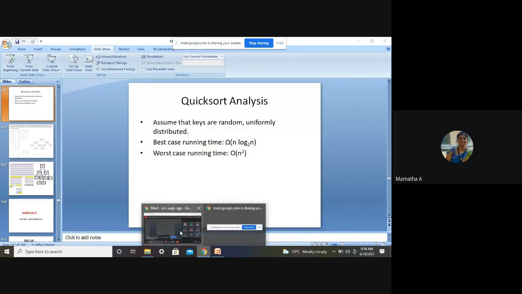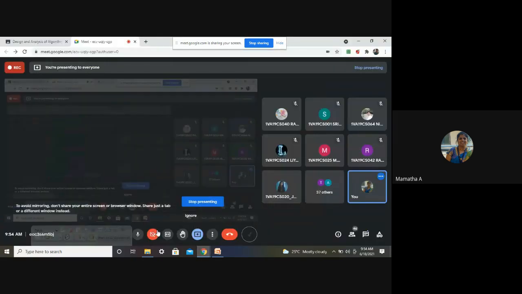One or two questions I'll pose for you all. Tell me which is the pivot element in our problem. Quickly, students. Pivot element in our example. The first element is itself your pivot element.